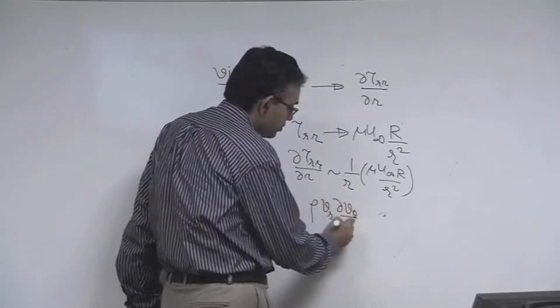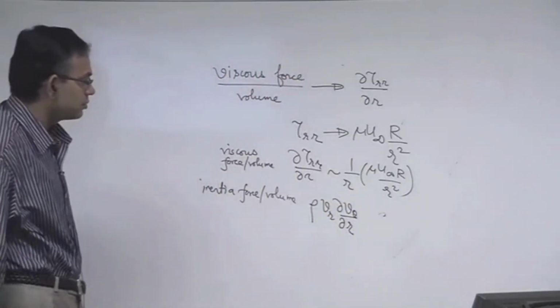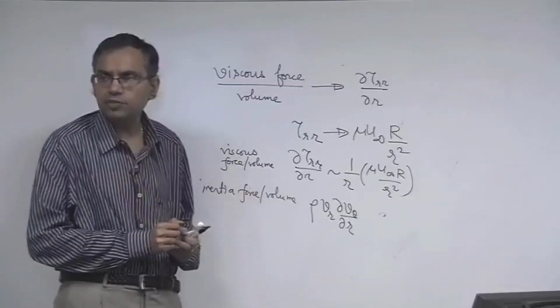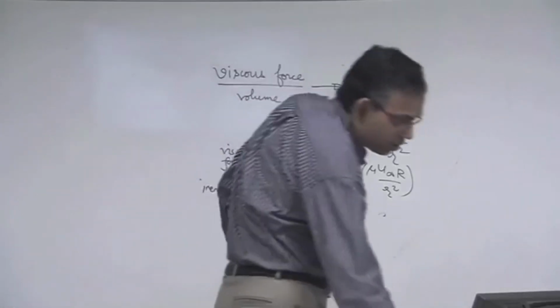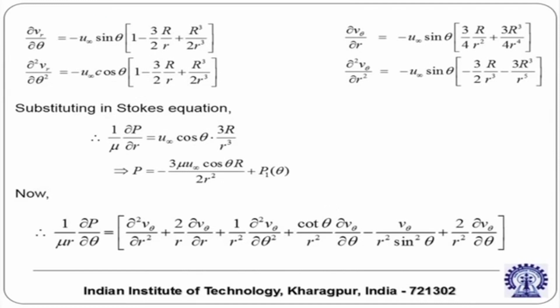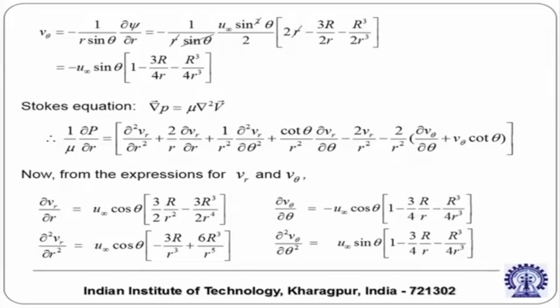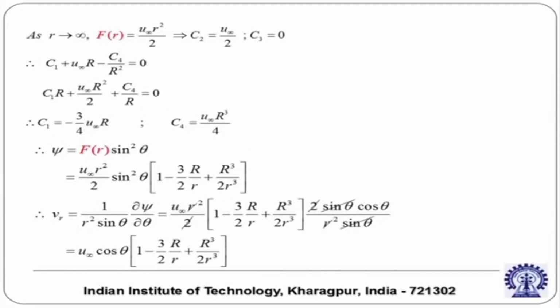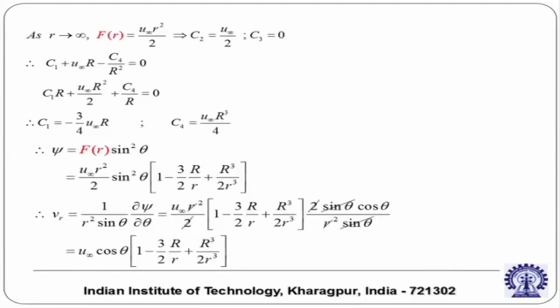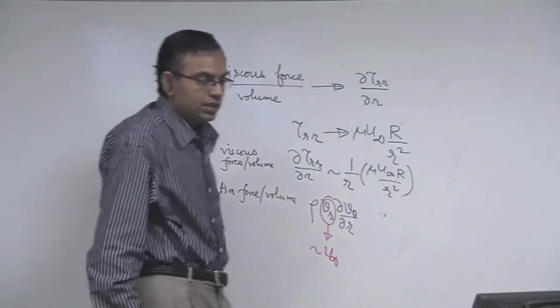One representative term, we take this: rho Vr into del V theta del r, just one representative term in the inertia force. So, let us get to the Vr and V theta expression. So, rho Vr, so Vr is of the order of what? Vr is of the order of u infinity, because it is u infinity cos theta into 1 minus some function of r. So, the leading order term is u infinity cos theta, therefore, Vr is of the order of u infinity. And del V theta del r.